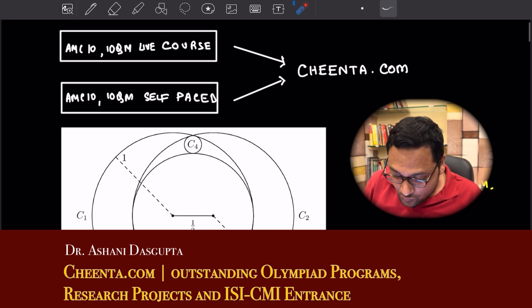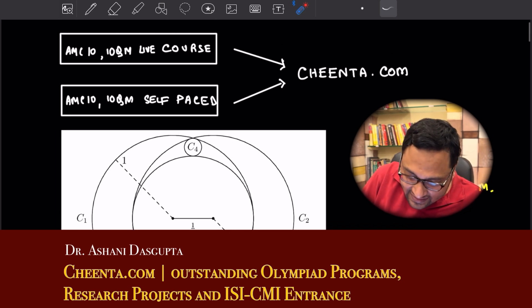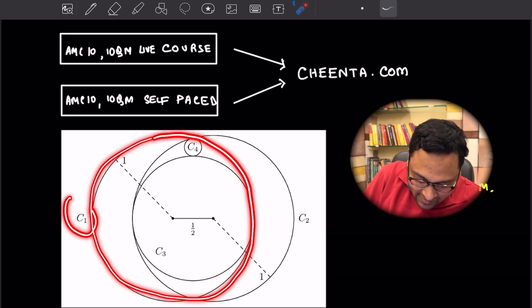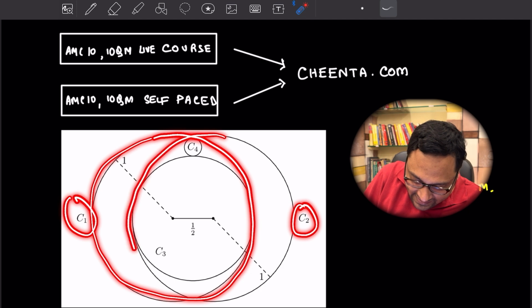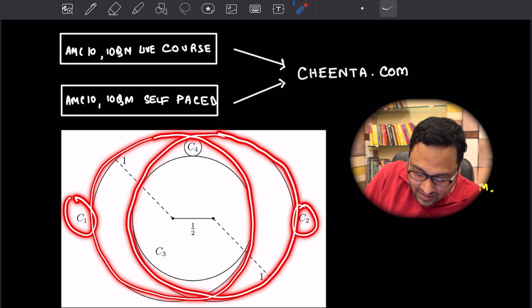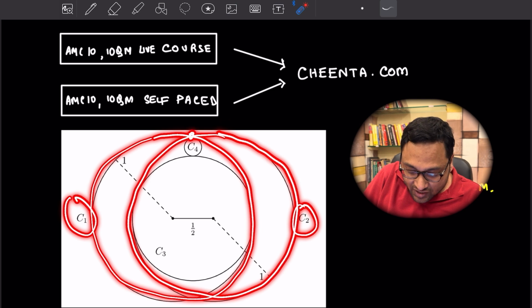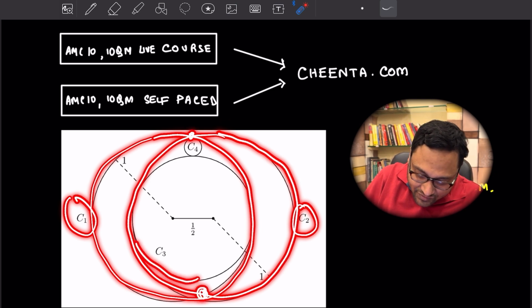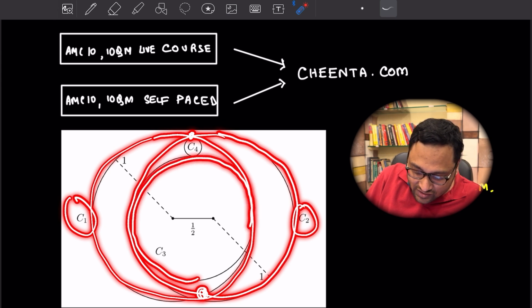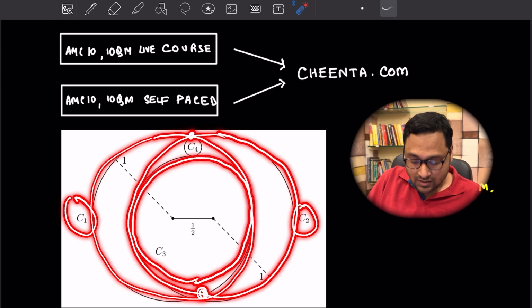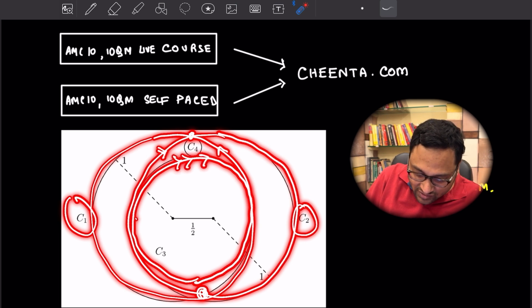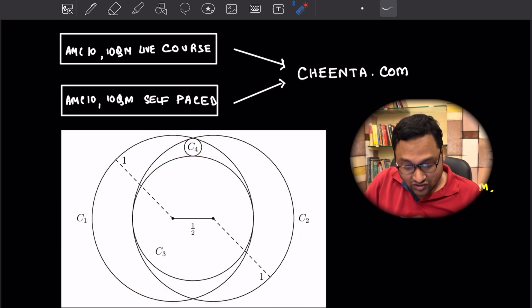Let's get started. So what does this problem say? It says that there are 2 circles, C1, this is the first circle, and C2, this is the second circle. Both of them intersect each other at 2 points. There is a third circle, C3, that is tangent to both of them, both of C1 and C2. So C3 is tangent to both C1 and C2, internally tangent.